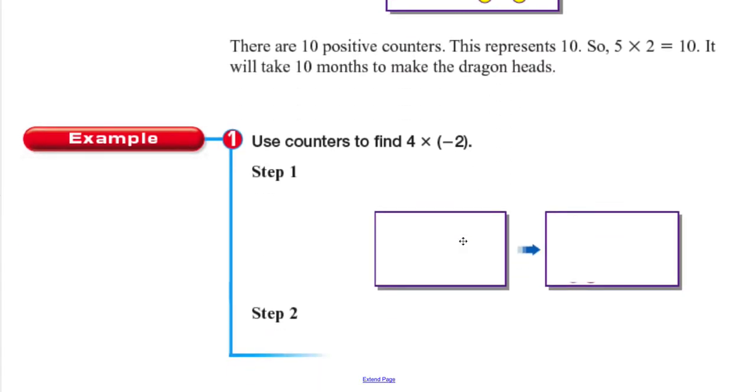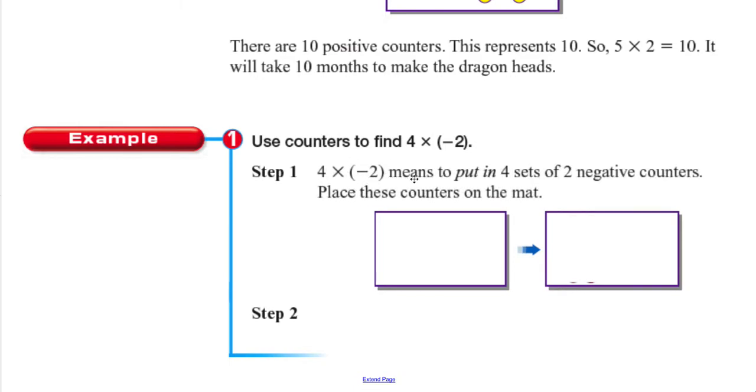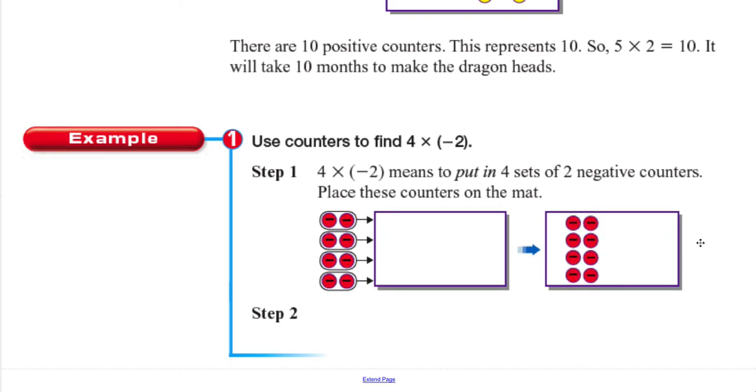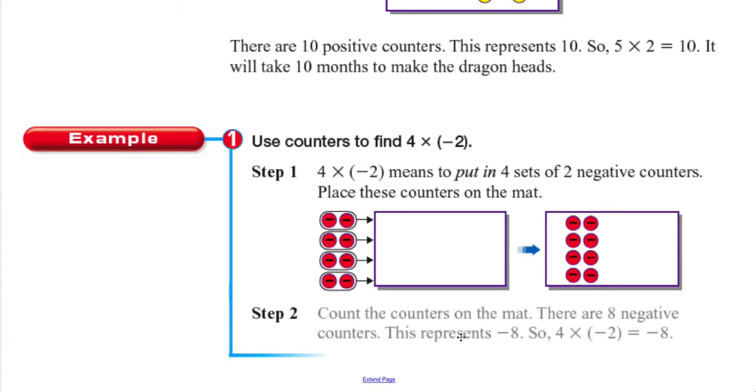Let's take a look at example number 1. Use counters to find 4 times negative 2. Step number 1, 4 times negative 2 means to put 4 sets of 2 negative counters. Place these counters on the mat, so you have 4 sets of 2 negative counters. Count the counters on the mat. There are 8 negative counters. This represents negative 8. So 4 times negative 2 is negative 8.